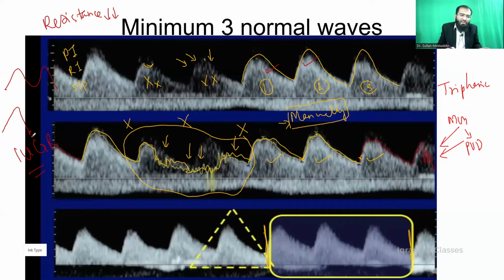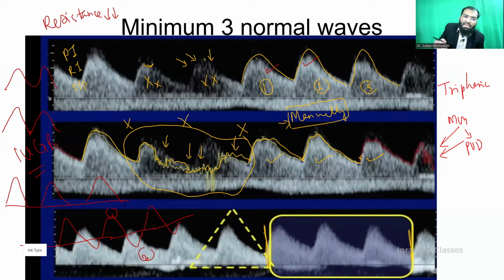Decrease end diastolic flow. And then ultimately you start getting absent end diastolic flow. And ultimately then you start getting reversal of end diastolic flow. So in short, what has happened? Reversal means what? There is a reverse wave during diastole. So how many waves are there? One wave during systole and second wave during diastole where there is reversal.